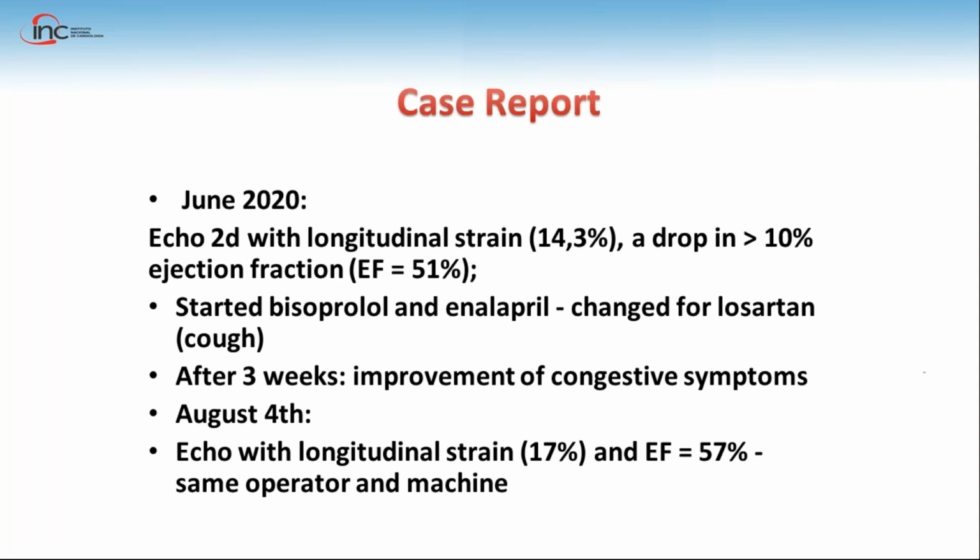In June, the echo longitudinal strain was 14%. There was a drop in ejection fraction of more than 10%. So I saw her and started bisoprolol and enalapril. After that, it was changed to losartan because she had cough as a side effect. After 3 weeks, she improved a lot of congestive symptoms. Then we repeated her echo with longitudinal strain, and there was an improvement. It was the same operator, the same machine. After that, Alexi will show you better.